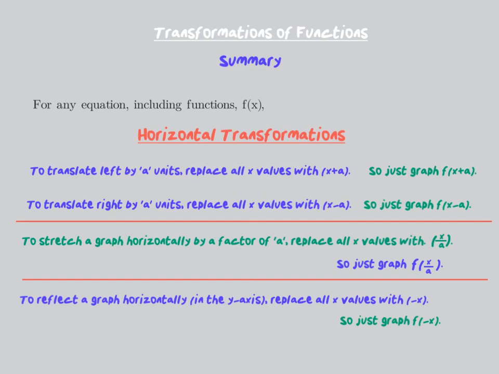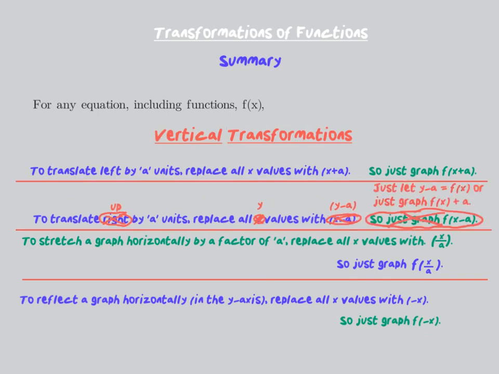For vertical transformations, if you want to move things up, then you just go to every y value and replace it with y minus the amount that you want it to go up. If you want it to go down, then you replace the y value with y plus the amount that you want it to go down.